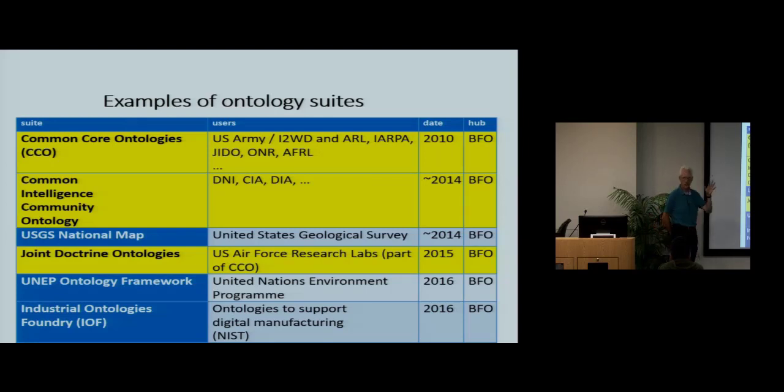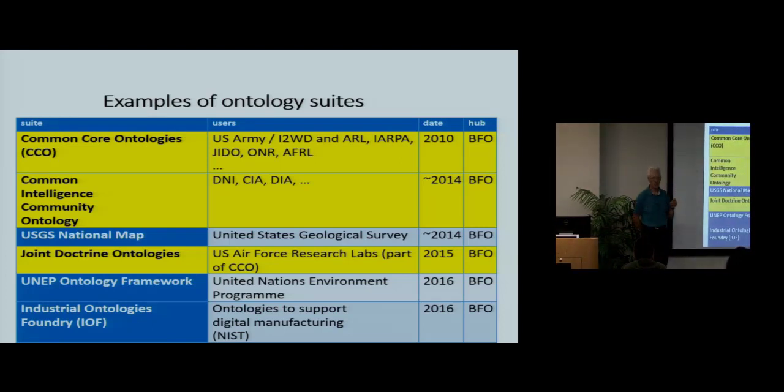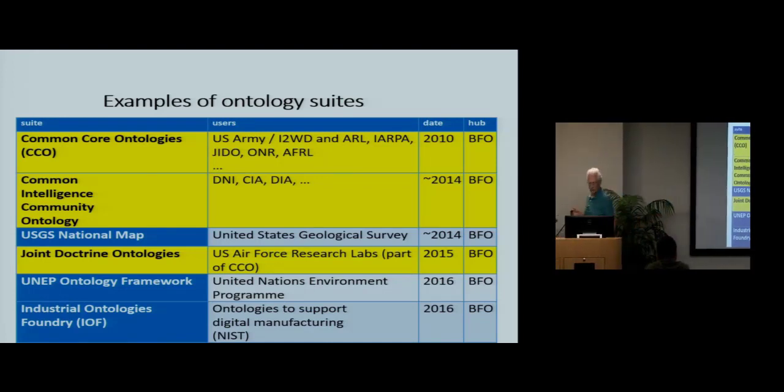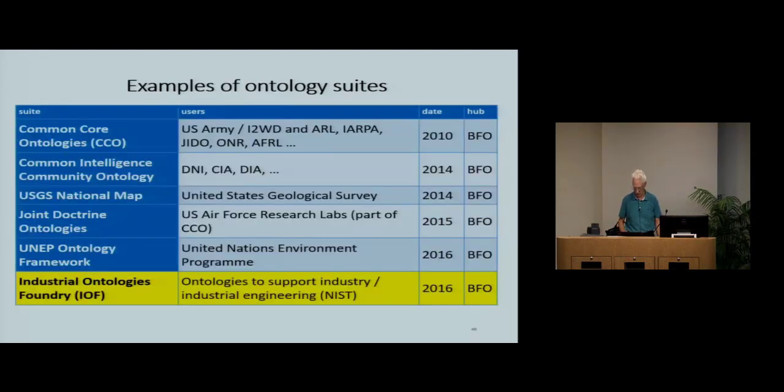And they have an ontology team which created this suite of ontologies called the Common Core Ontologies, which are very generic. They're about time, space, events, ethnicities, money, and so forth. And they're used by various military organizations. And they have BFO, like all the other suites here, at the top level. And then we have the Industrial Ontologies Foundry, which is a collection of ontologies that we're building at the moment, along with various industrial partners and various universities, for industrial data management.